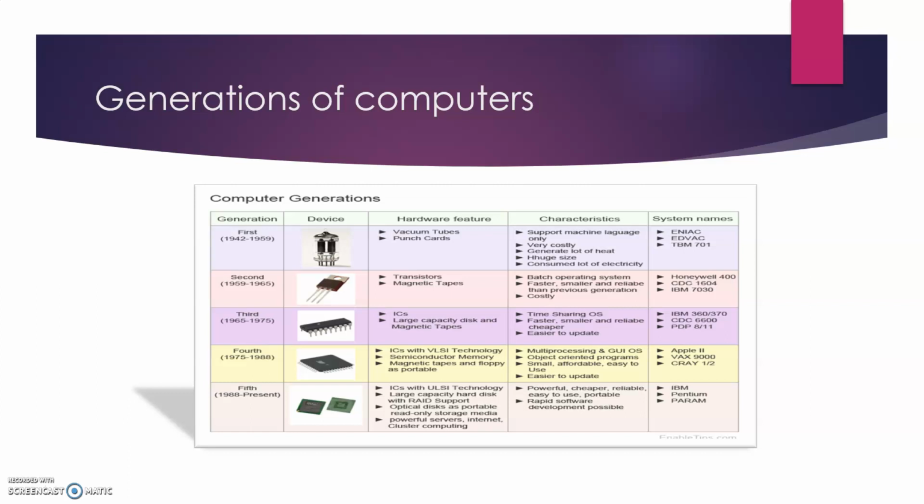Now, computer languages like COBOL, Fortran, BASIC were introduced. IBM 1400 and 700 series are some examples of second generation computers.